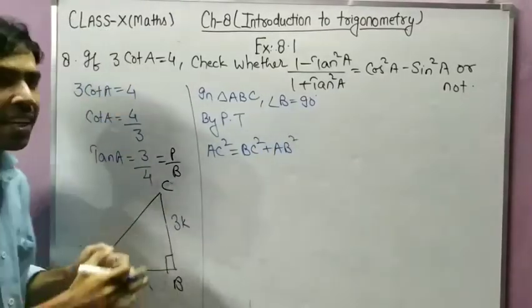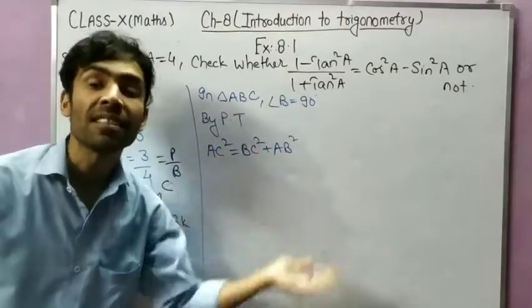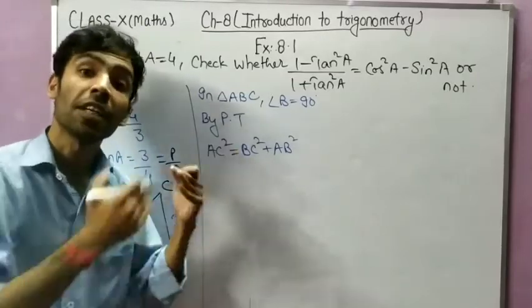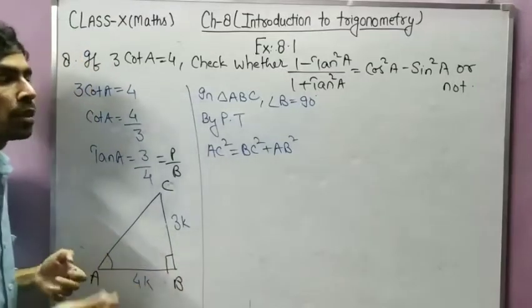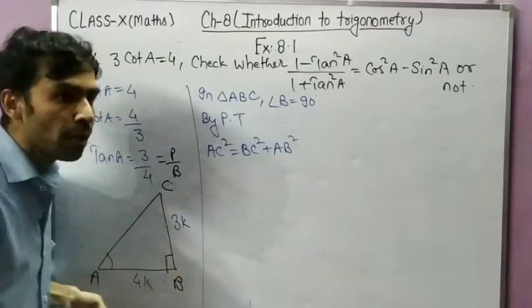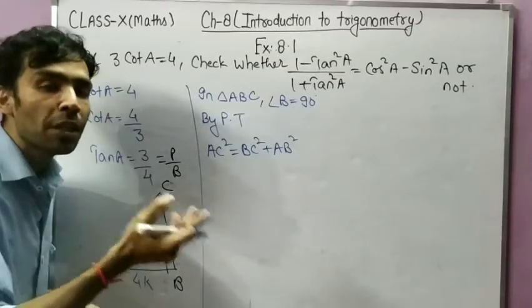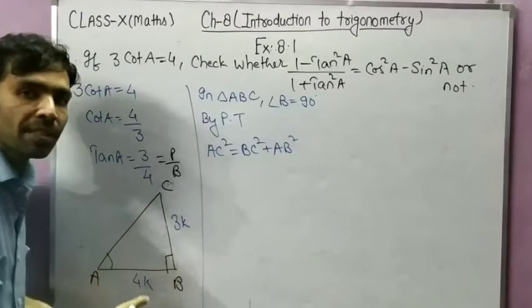Student, whenever tan A, sin A, cos A is given, it means that the ratio of the sides is given. Ratio of the sides is given, okay, not the value of the sides. And when you have to assume the sides, then you will assume, suppose ratio is 3/4, tan A is equal to 3/4. It means that the ratio of perpendicular and base is 3/4. So the perpendicular will be 3k, base will be 4k.